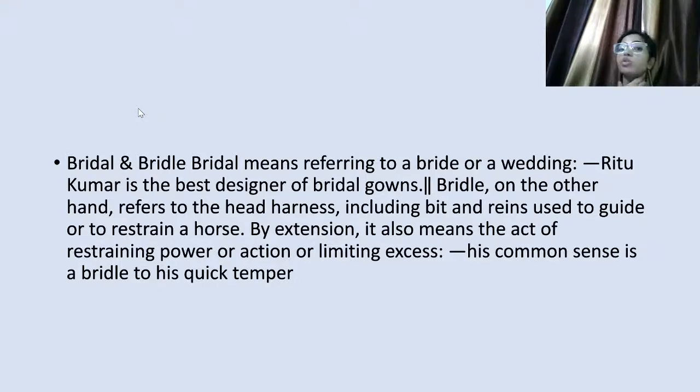तो जैसे his common sense is a bridle to his quick temper. तो अपना जो उसका क्विक टेम्पर है, टेम्परामेंट, एटीट्यूड है ऐसा जल्दी गुस्सा आने का, उसके लिए एक हार्नेस है कॉमन सेंस. दैट मीन्स ही हैज अ गुड रिस्ट्रेन ओवर हिज नेचर ऑफ गेटिंग एंग्री क्विकली बिकॉज ऑफ हिज कॉमन सेंस. Common sense is acting as a harness or something restraining here.